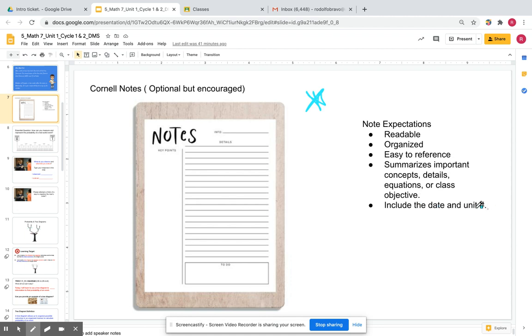Make sure you include your date and unit. That way, you can stay organized. And let me go ahead and move on to a little bit more of what we talked about today.